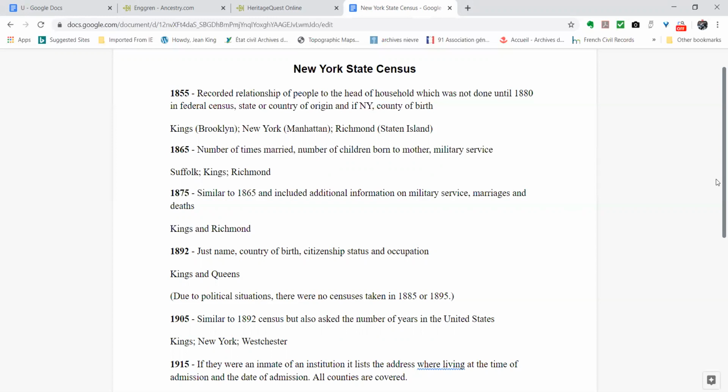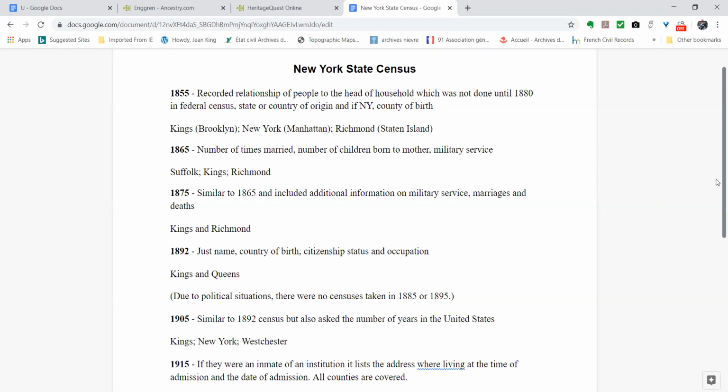A lot of these census records are not available for all the counties. So what I wrote down on this was the local counties that you could find for these different years. So in 1855, the ones that are available for this area are Brooklyn, Manhattan, and Staten Island. In 1865, we've got Suffolk County, Brooklyn, Staten Island.